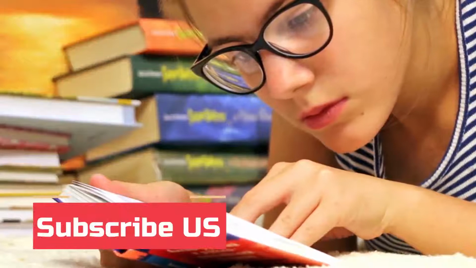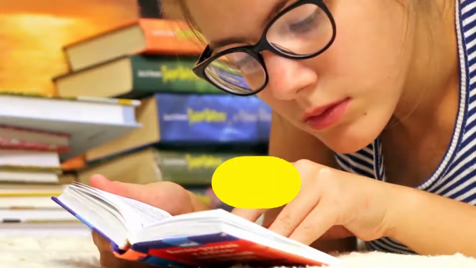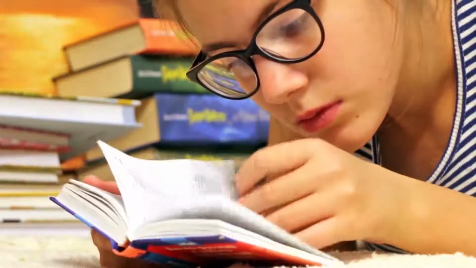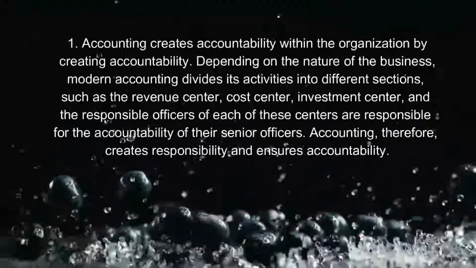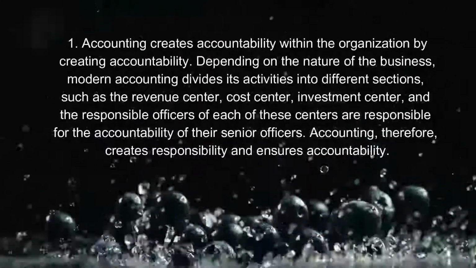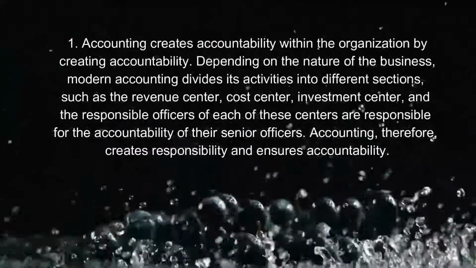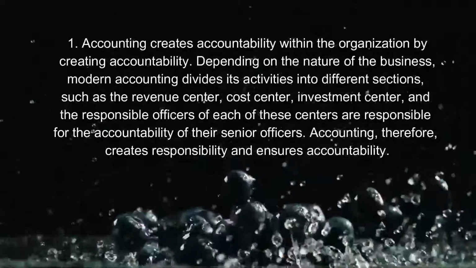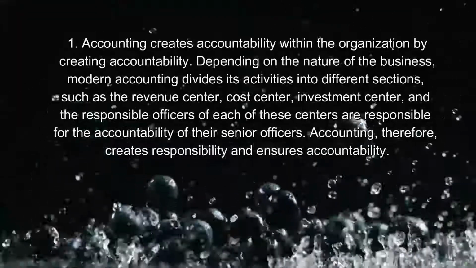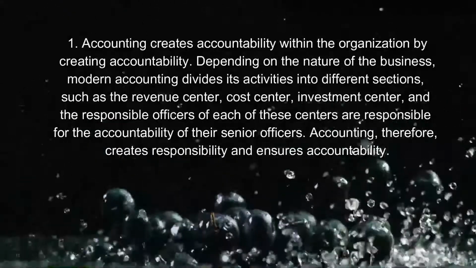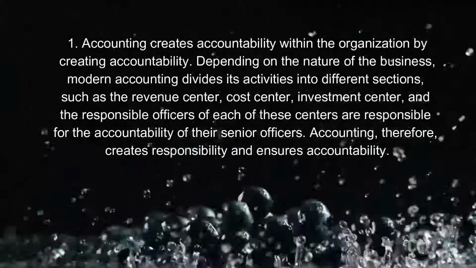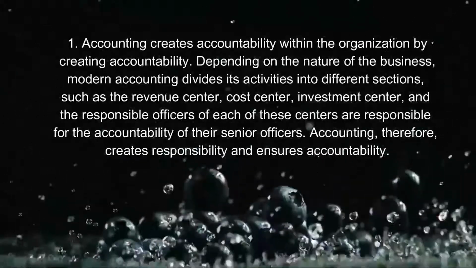Now, we know how accounting creates accountability. Role of accounting in creating accountability. The following are the ways in which accounting creates accountability. 1. Accounting creates accountability within the organization by creating responsibility. Depending on the nature of the business, modern accounting divides its activities into different sections, such as the revenue center, cost center, and investment center, and the responsible officers of each of these centers are responsible for the accountability of their senior officers. Accounting, therefore, creates responsibility and ensures accountability.